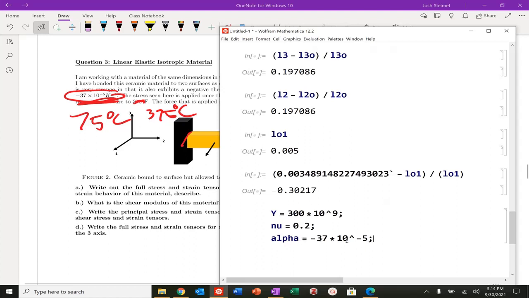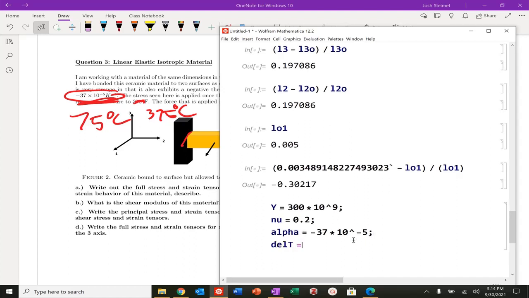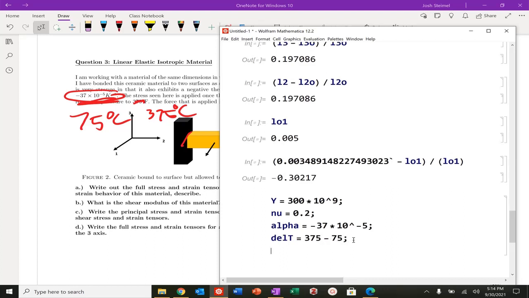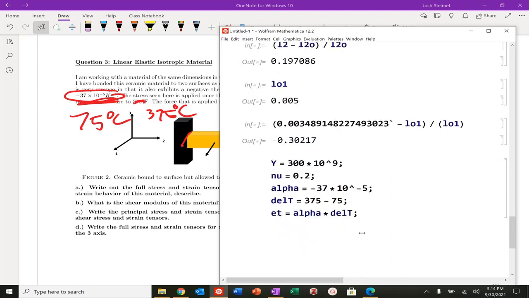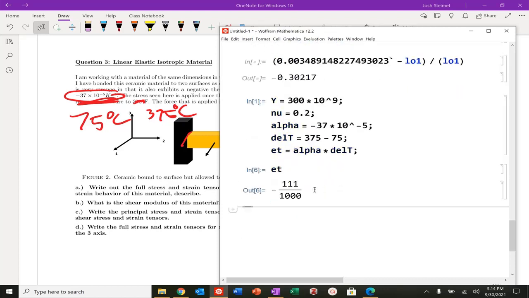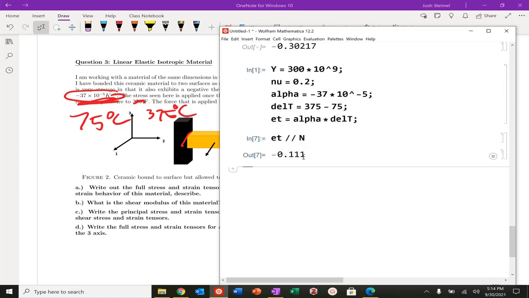So let's go ahead and start to write out this problem. My del T is equal to 375 minus 75. And my epsilon T is equal to alpha times del T. That's my thermal strain. If I look at my thermal strain here, you'll see that it's quite significant. Usually you're looking at hundreds of microstrains, but this is quite a large strain value. So let's continue to work with this problem.